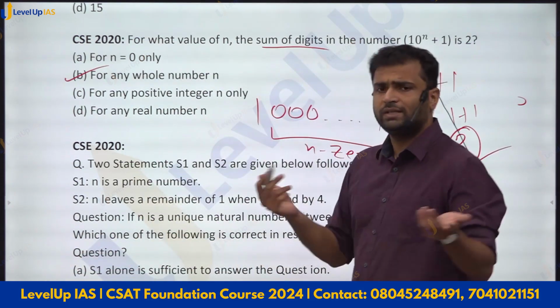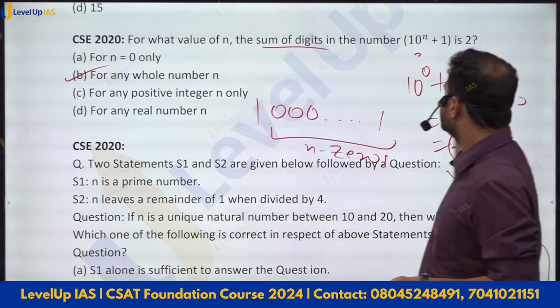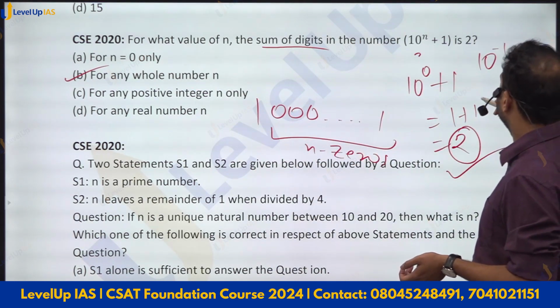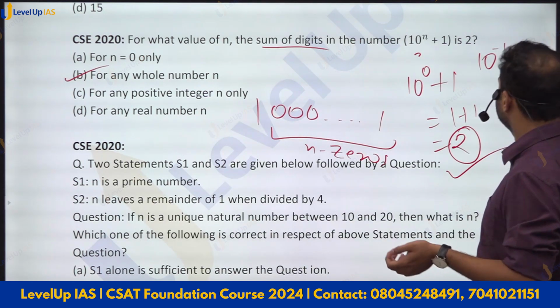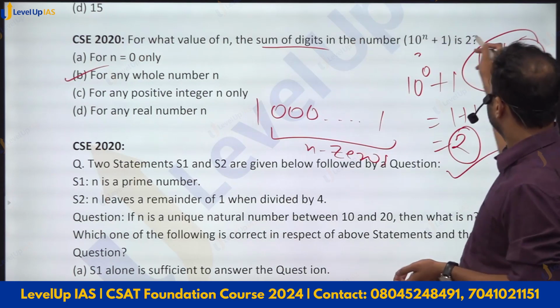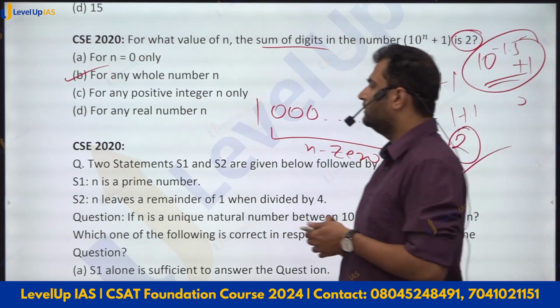And if you want to just check, you can check for let us say minus 2. So 10 raised to minus 1, let us say, or minus 2, minus 3, minus 4, minus 1.5, anything could be there, but these numbers will not have sum of the digits as 2. That is the thing.